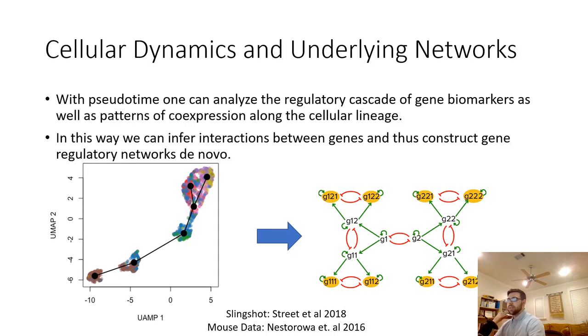Underlying all developmental trajectories are representative expression pseudotimes, which represent a single-cell ordering of cells along the developmental trajectory of interest. We utilize pseudotime inference in order to infer values of developmental time along these trajectories and utilize that to graph the regulatory cascade of gene biomarkers as well as patterns of co-expression along the cellular lineage. In this way, we utilize this information to infer interactions between genes and thus construct a gene regulatory network.